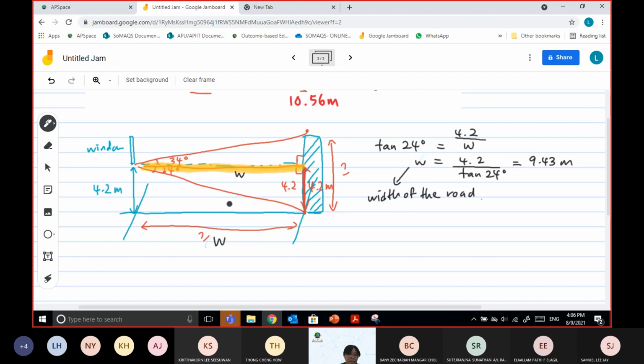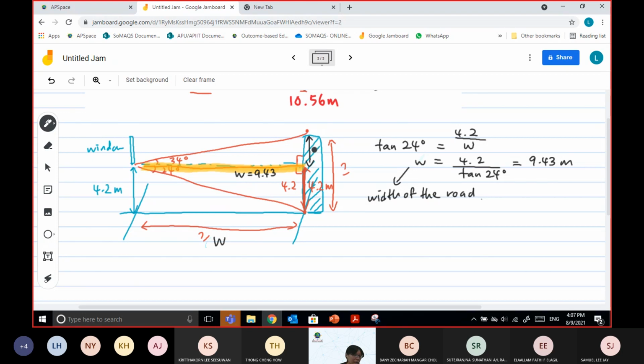Next, the question requires you to find the height of the building. Before you can find the height of the building, we already know 4.2, but we need to know what the length here is. The length here can be found after we know the value of W. W is 9.43, right? So we can use the angle of 34.